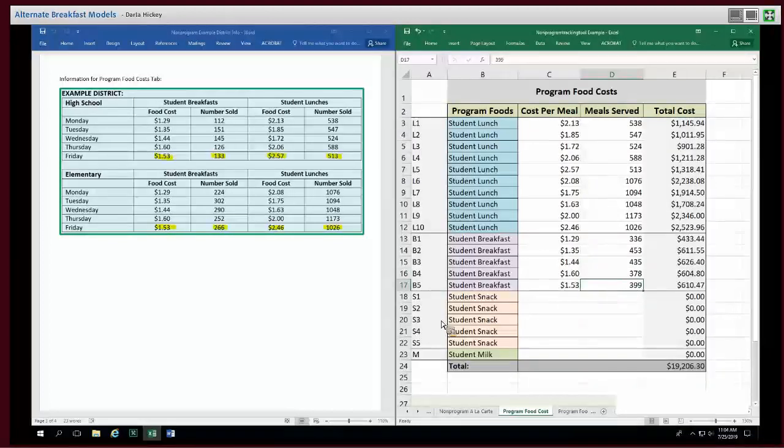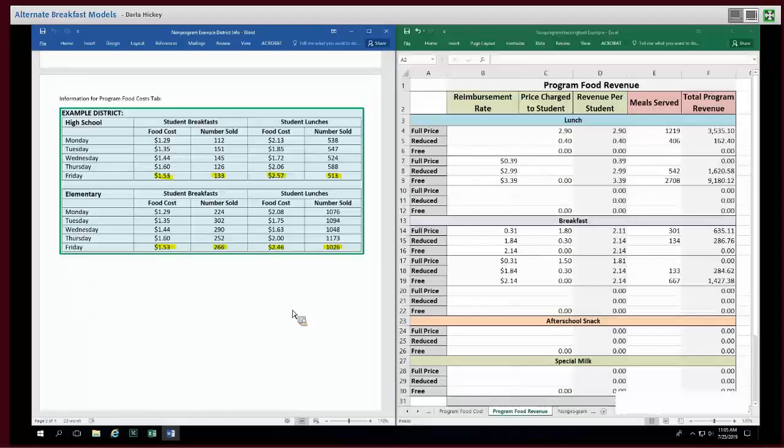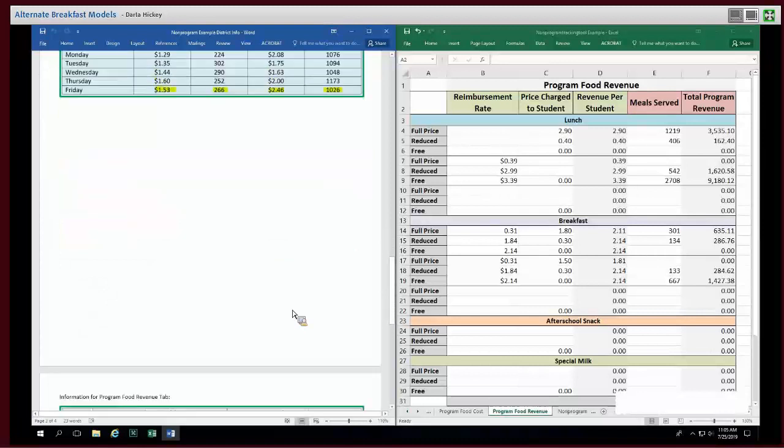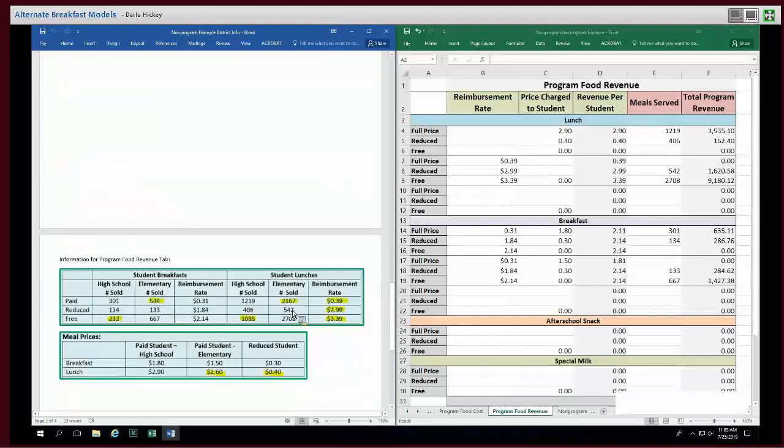At this school, we didn't have any after-school snack and we didn't have any special milk program, so those will be left blank for this example. So the last tab we need to complete is the Program Food Revenue tab.